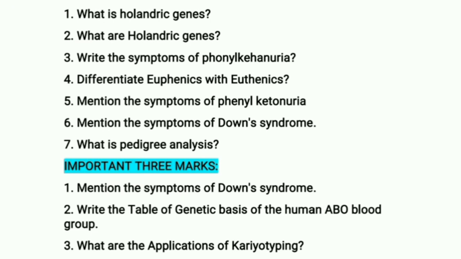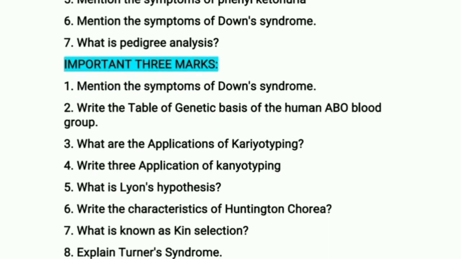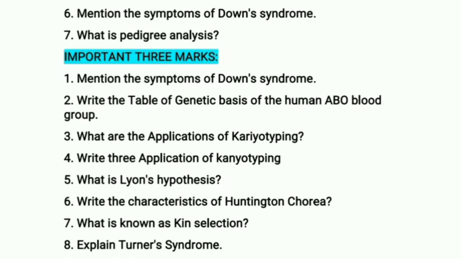Mention the symptoms of Down syndrome. What is pedigree analysis? Important 3 marks. Mention the symptoms of Down syndrome. Write the table of genetic basis of the human ABO blood group. What are the applications of karyotyping? Write 3 applications of karyotyping.